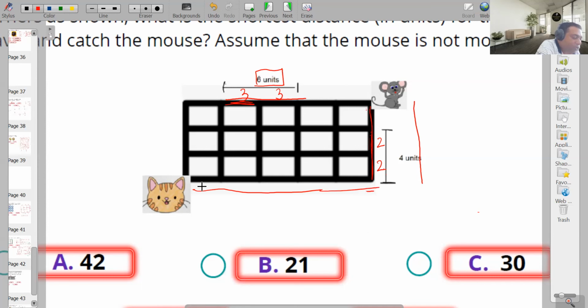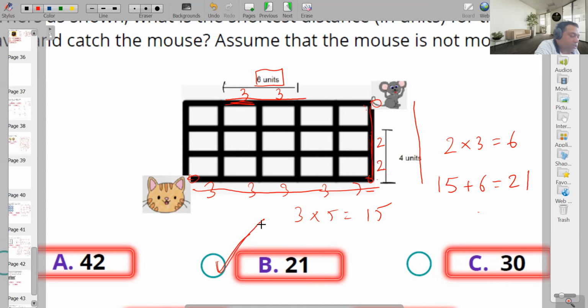This will be this, each one of them is 3 here. So 3 times 5, this length is 15 from this point to this point. And from this point to this point, it is going to be 2 times 3, which is 6. So the total minimum length will be 15 plus 6, which is 21. So your correct answer is option B.